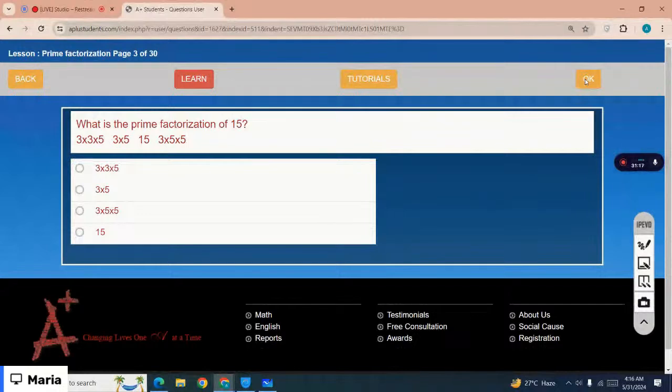What is the prime factorization of 15, which is the correct option? Yes, very good. That is 3 times 5. The prime factorization of 15 is 3 times 5. Very good.